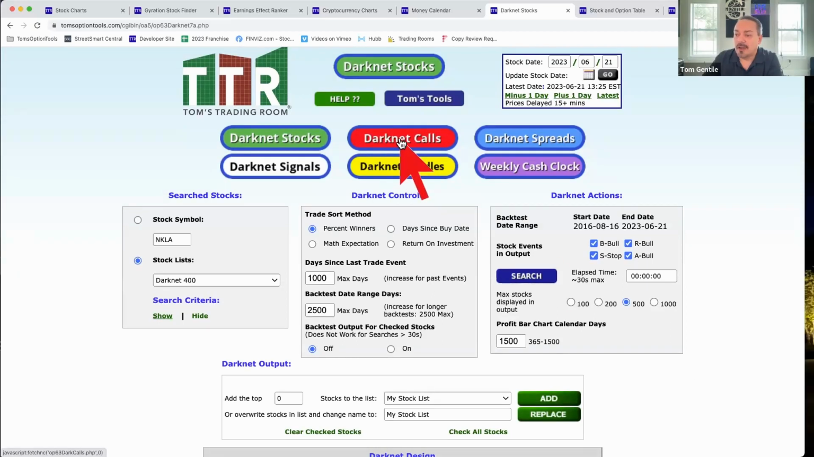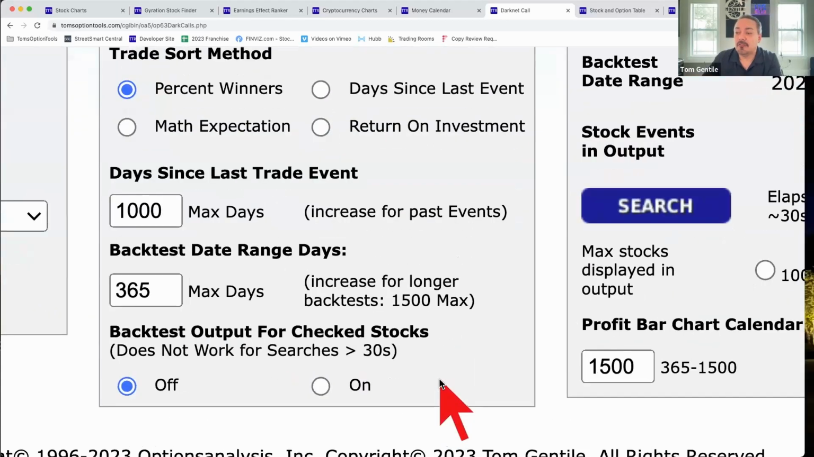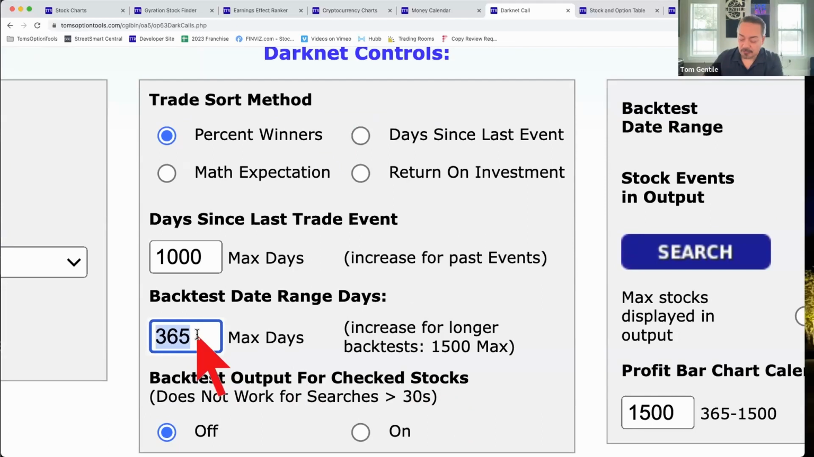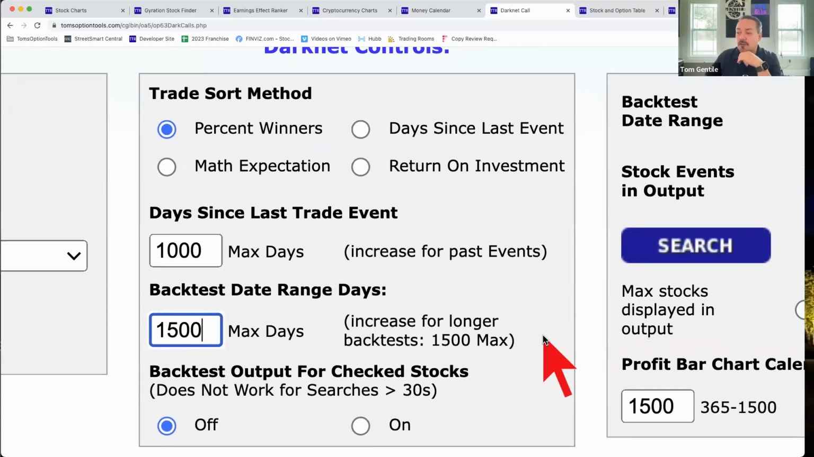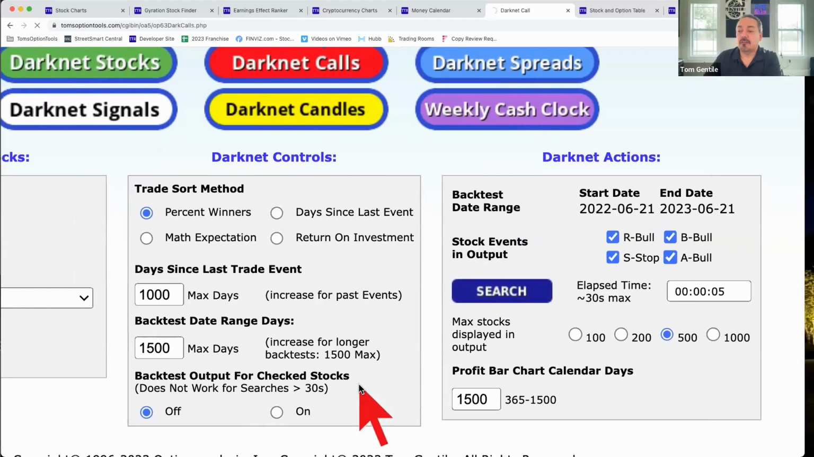In this case, we had 2,500 days of stock data. I have 1,500 days of option data, so I can run the same exact piece looking at the last 1,500 days of option data. It probably would have been better if I started with 1,500 days of stock data so I can compare the stock wins to the call wins, but I'm just going to continue to move on. So we're going to run a search on those Darknet signals and see how the calls performed in the last 1,500 days.